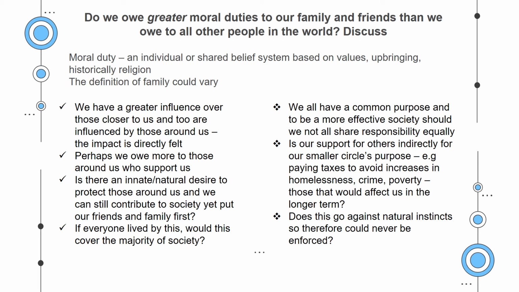The point of the question, and this is very important, make sure you read the question, because it is, do we owe greater moral duties to our family and friends than we owe to others? This isn't about, do we only owe a moral duty to our family and friends and not to others? So the view for me, which I am leaning more towards, is yes, we naturally owe greater moral duties to those closest to us. It doesn't mean we don't owe a moral duty to others. So, I've put some reasonings in support. We have a greater influence over those closer to us and are influenced by them. Do we owe more to them?